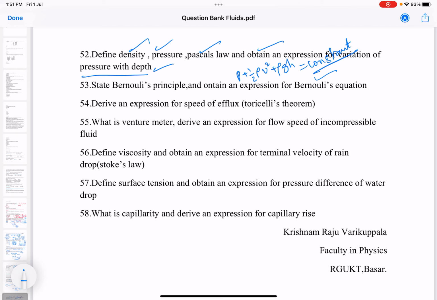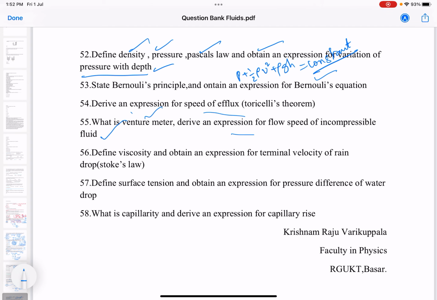Derive an expression for speed of efflux, Torricelli's theorem. Speed of efflux means speed of outflow. We have discussed already in the classroom. What is a venturimeter? Derive an expression for flow speed of an incompressible fluid.